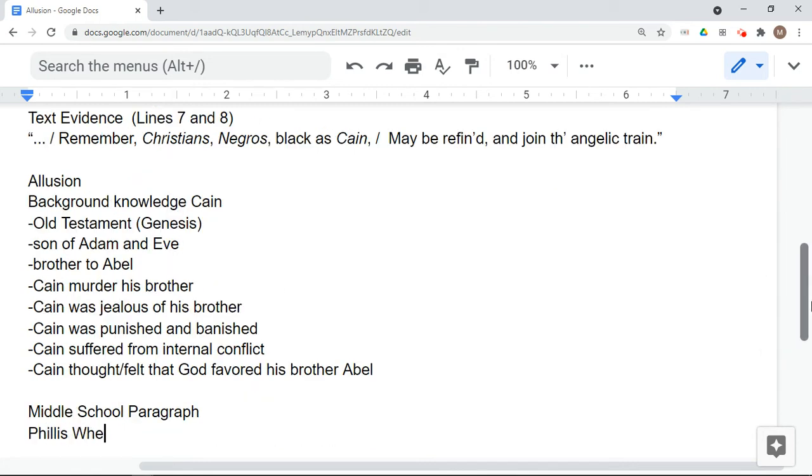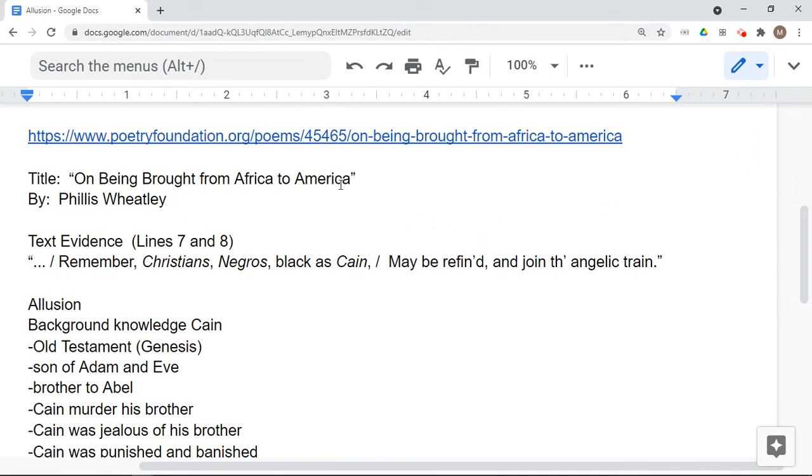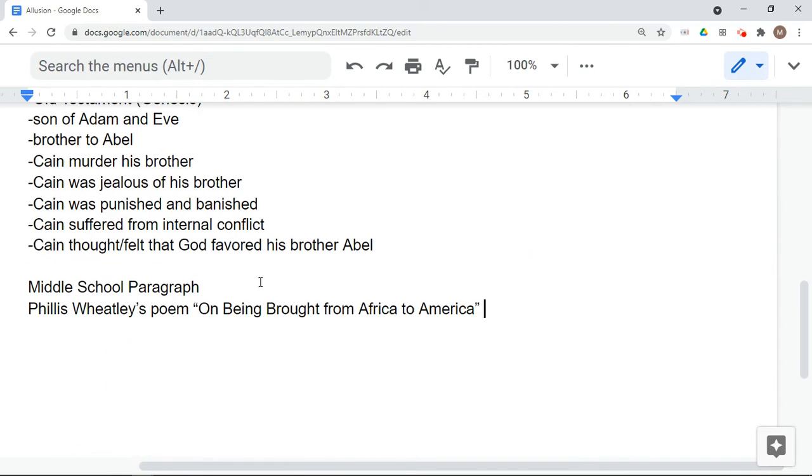All right, so I want to start with Phyllis Wheatley. So I'm being very direct, very intentional, and I'm immediately starting the paragraph. Phyllis Wheatley's poem, and in this case, I can go ahead and copy and paste her title. So Phyllis Wheatley's poem On Being Brought from Africa to America uses allusion. So I'm being very direct, very intentional. I gave the title of the poem, told readers it was a poem, told readers who wrote the poem, and I'm letting the reader know, hey, by the way, we're looking at allusion.